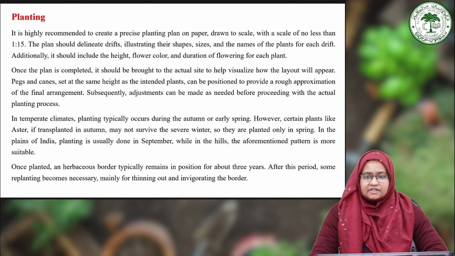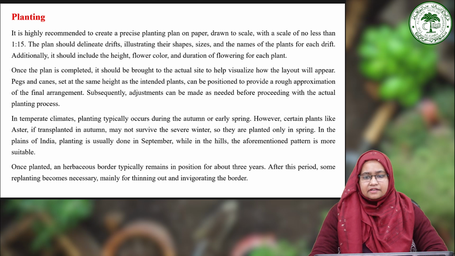The third step is to select the planting time. In temperate climates, planting typically occurs during autumn or early spring. However, certain plants like aster may not survive a severe winter if transplanted in autumn, so they are planted only in spring. In the plains of India, planting is usually done in September, while in the hills, spring planting is more suitable.